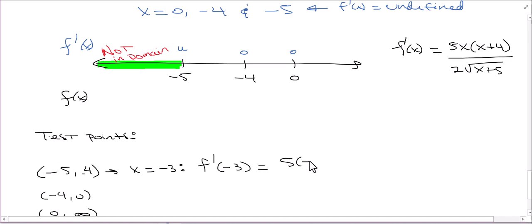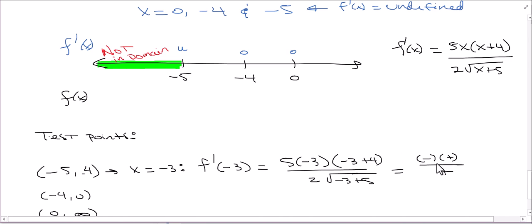So I'm going to have 5 times -3, -3 plus 4 over 2 times the square root of -3 plus 5. Again, I'm not too concerned about the value, but mainly the sign. So this is a positive 5 times a negative, that's going to be a negative. -3 plus 4, that's positive, and the bottom is positive. So I have a negative times a positive, which is negative, divided by a positive, so that's negative. So the derivative in this interval is negative.